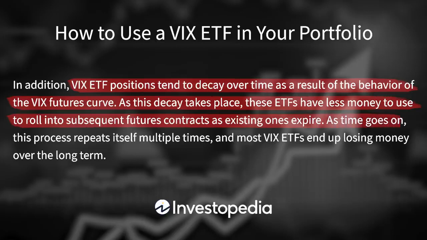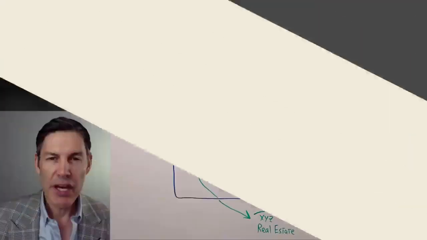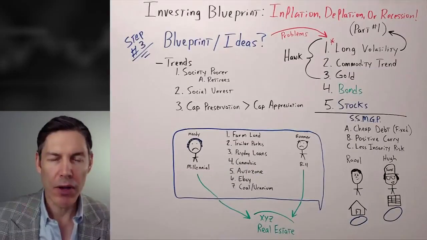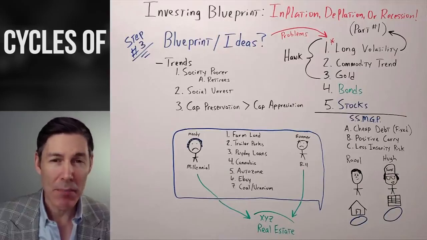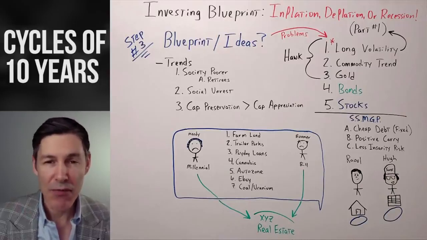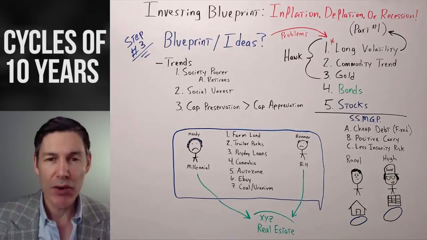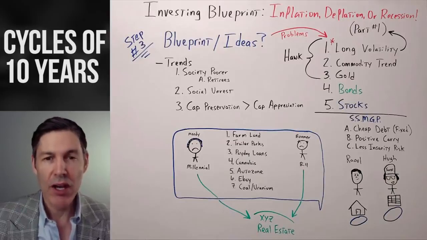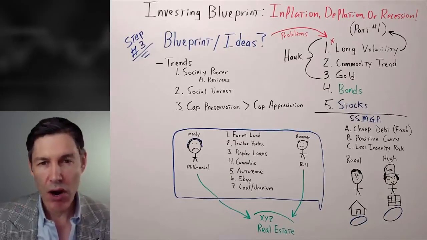As time goes on, this process repeats itself multiple times, and most VIX ETFs end up losing money over the long term. And since we're looking at our portfolio in cycles of a minimum of 10 years, we definitely don't want something that's going to have a negative carry. So the VIX ETFs are out.